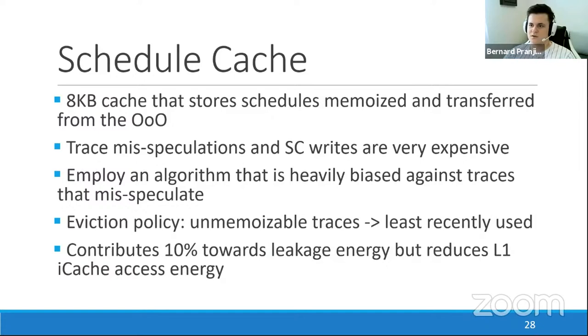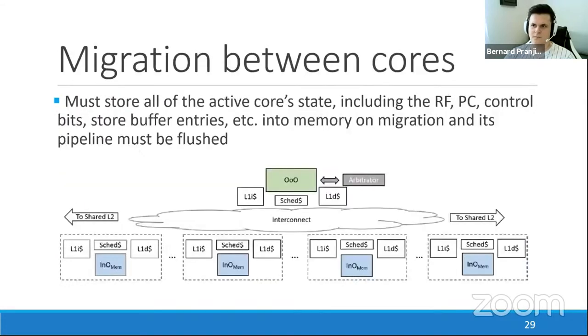And schedule cache writes are expensive because the traces are written compactly inside the cache, so as to avoid fragmentation inside of it. And they employ an algorithm that is heavily biased against traces that misspeculate. Its eviction policy first evicts the traces that are deemed unmemoizable, and after that, the least recently used traces. And this cache contributes about 10% towards leakage energy, but it reduces L1 instruction cache access energy. So kind of a trade-off.